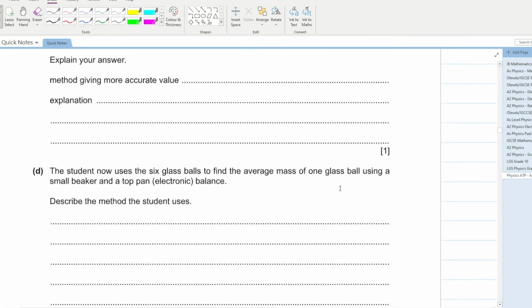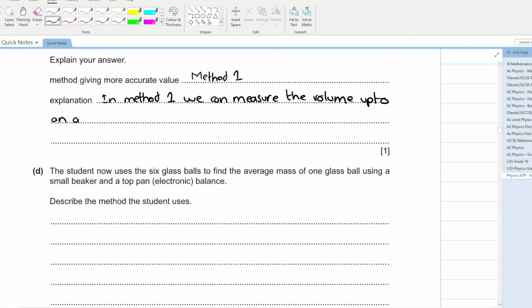You will write here that method 1 is more accurate. And what is the reason? Because in method 1, we can measure the volume up to an accuracy of 0.1 cm cube. Simple as that.